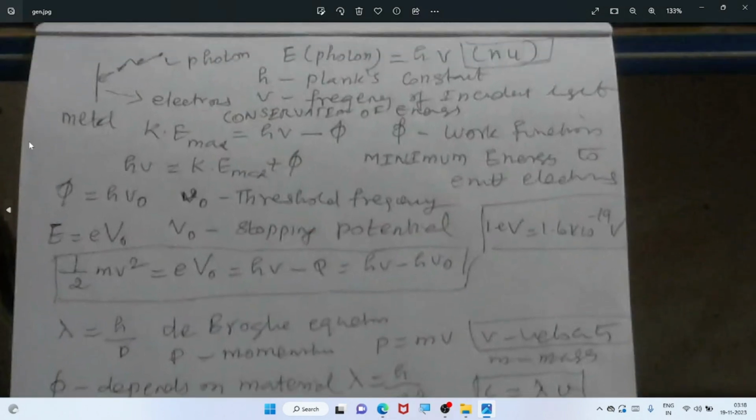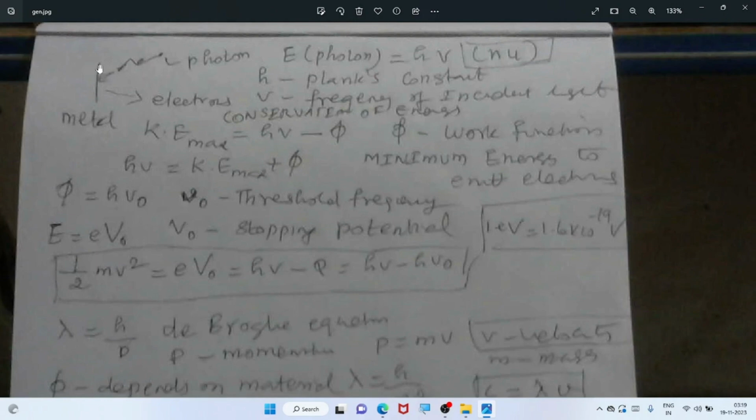The light consists of discrete elements called photons. Each photon has the energy of h nu, where nu is the frequency of the light, and h is the Planck's constant. This is the frequency of the incident light.